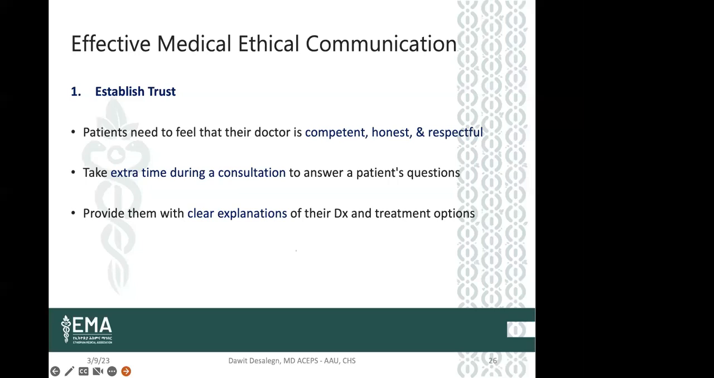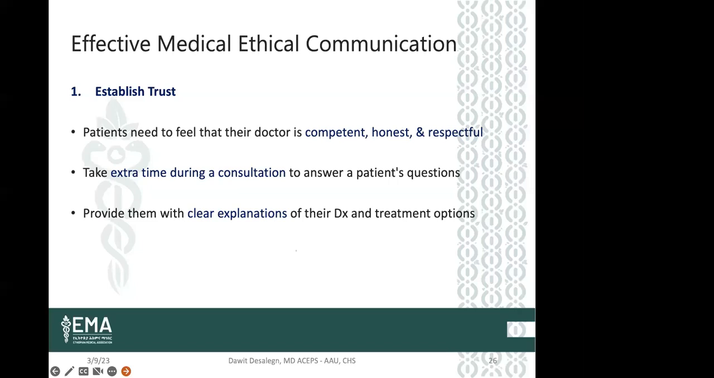The patient needs to feel that you are competent, honest, and respectful. And it's good to take extra time during consultation. I know it is easier said than done, because you can have maybe 20, 30 patients waiting in the morning alone, and you may not have time to provide the required attention. But still, what you can do is try your level best to give them time so that you can listen.